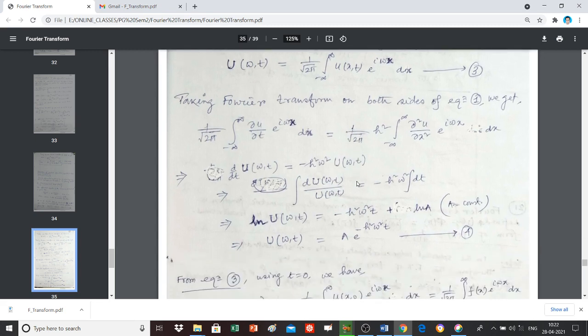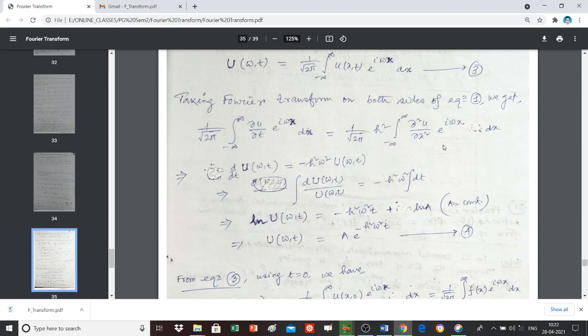You already have the knowledge of this: the Fourier transform of the second order differentiation of u with respect to x. So this is here. Now just write this as integration. From this relation you can write ∂u(ω, t) by u(ω, t) is equal to −h²ω² dt, integrating both sides.